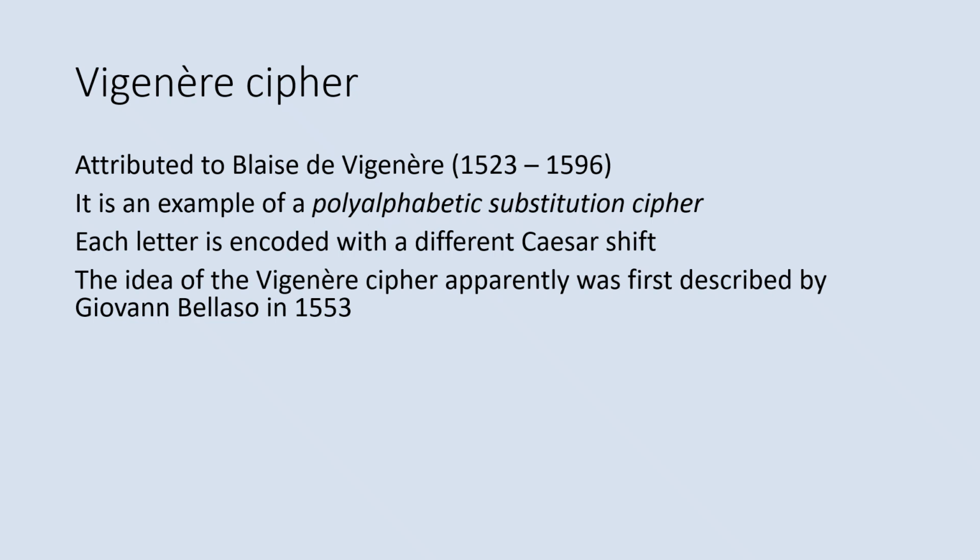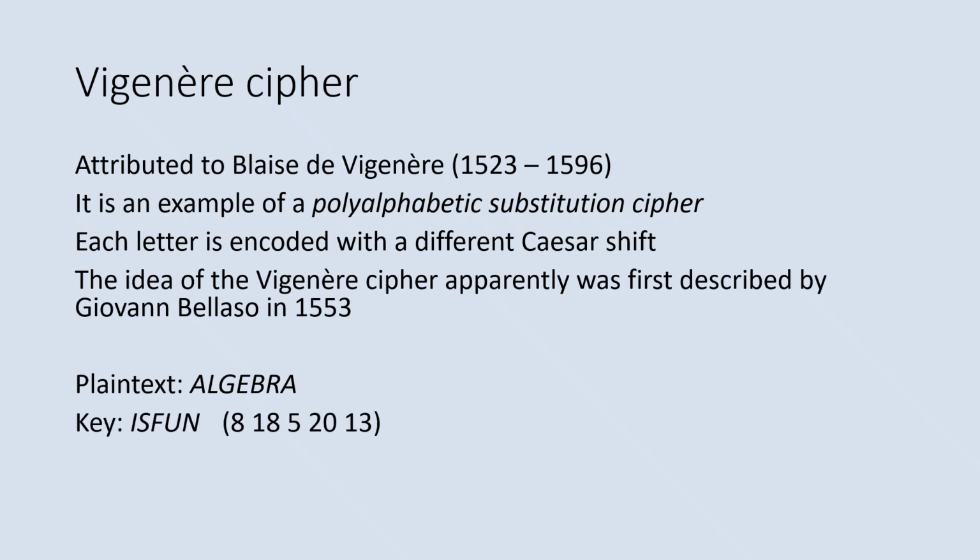in concept. Okay, so here's what we mean by encoding with a different Caesar shift. Say we have the plain text word algebra. For this cipher, we need a different key that goes with it. The key I selected is "fun." So algebra is fun. And so "is fun" in the numerical translation becomes: I is 8, S is 18, F is 5, U is 20, N is 13.